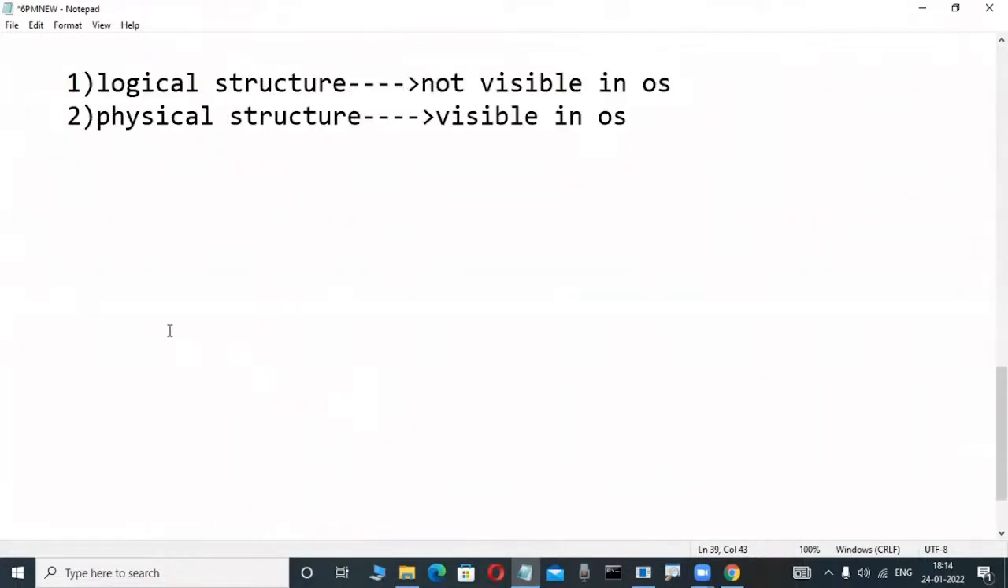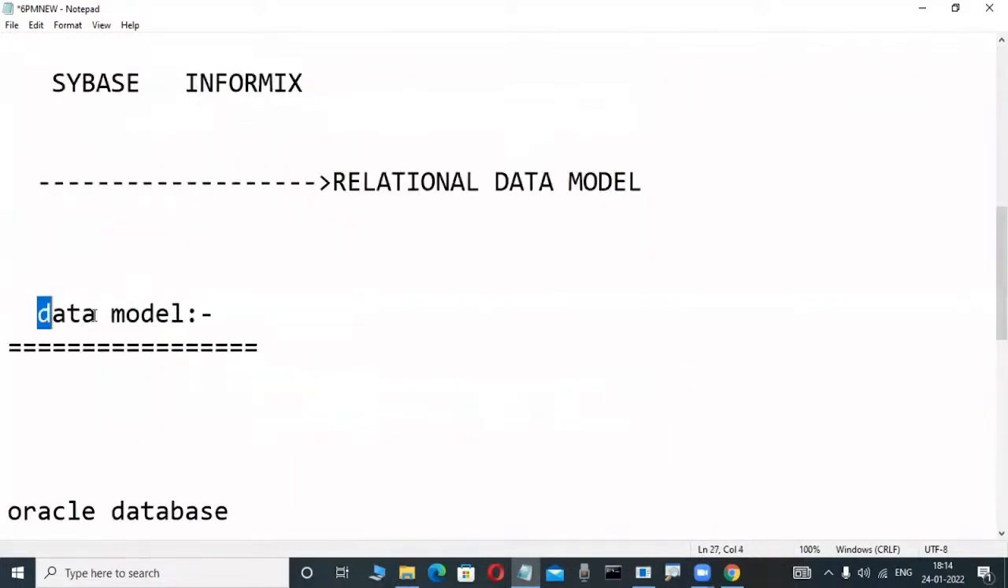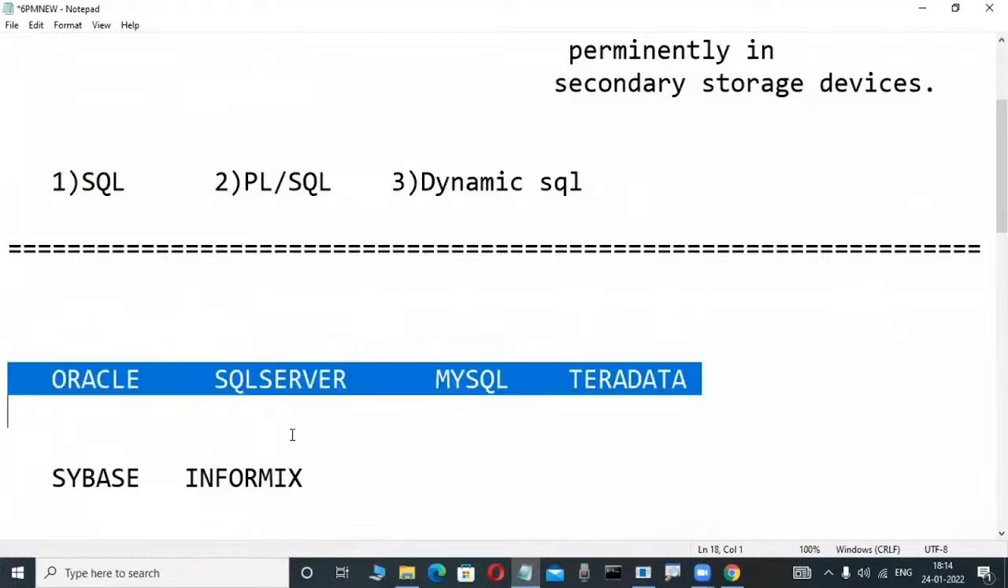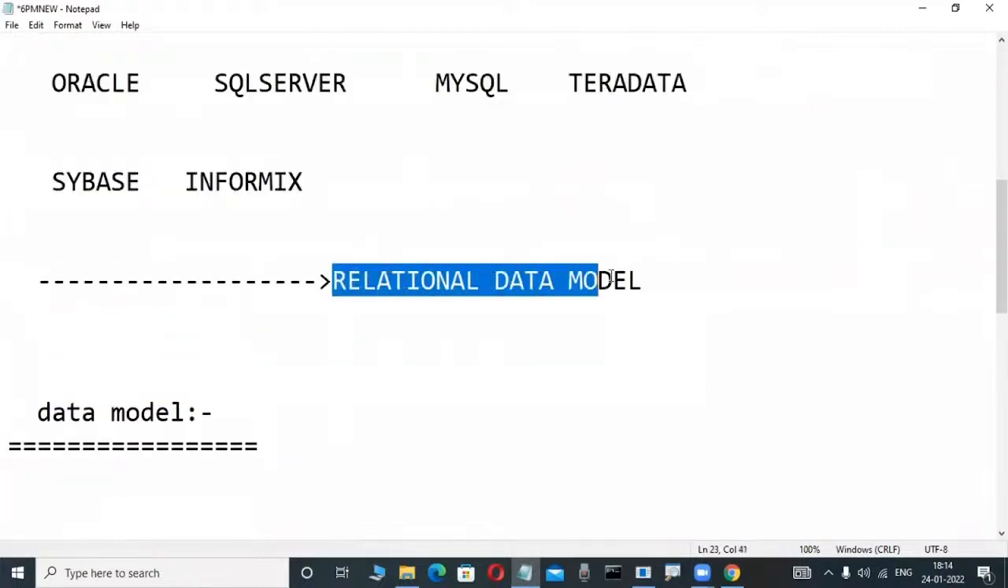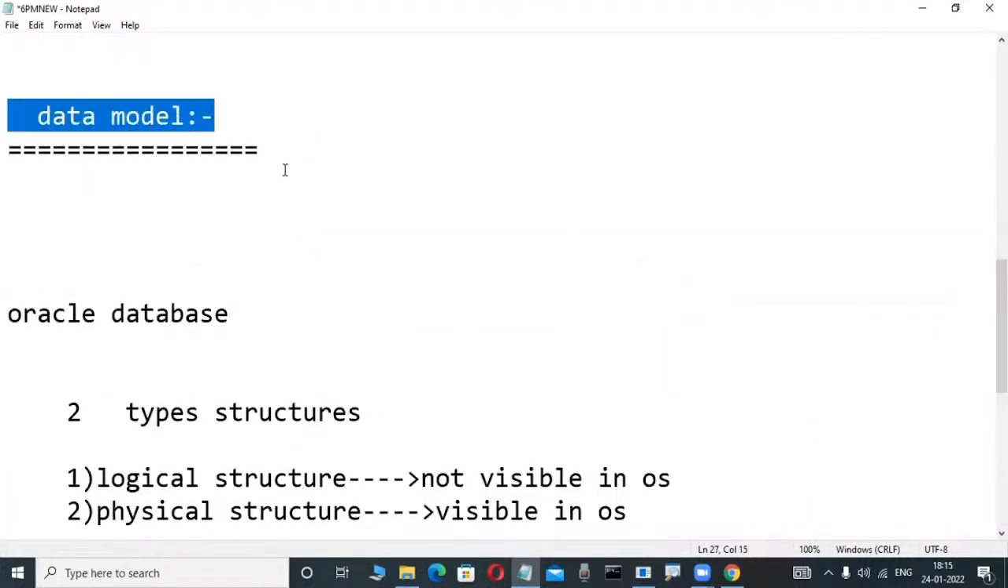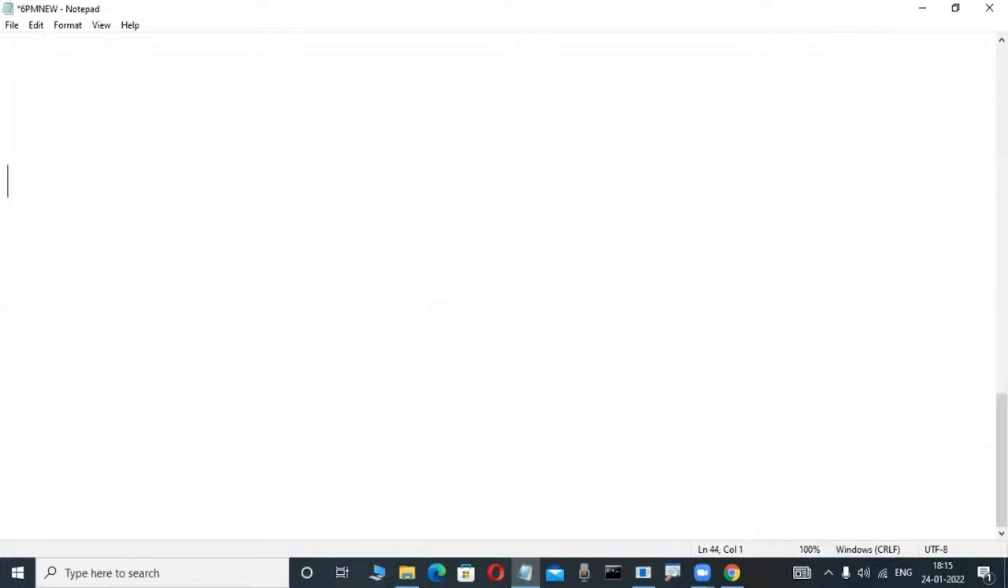Don't worry, now observe here. What is a data model? First observe: these products are all implemented based on which concept? The relational data model, from 1970 onwards. This is a new model, introduced by one person. I will tell you, but before that, what does data model mean? It's easy. Does anybody have an idea? Any computer students here? They're well-known people. Don't write anything, these are demos.